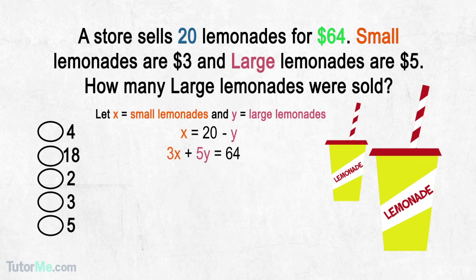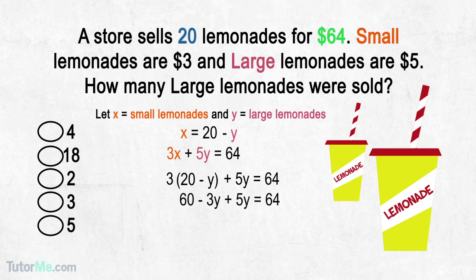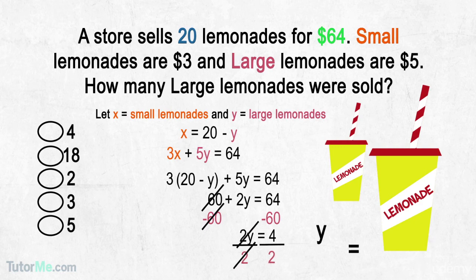Now we'll take the 20 minus y and plug it in for x in the second equation. That gets us 3 times (20 minus y) plus 5y equals 64. Distribute the 3 and we get 60 minus 3y plus 5y equals 64. Combine the like terms and you have 60 plus 2y equals 64. Subtract 60 from each side to get 2y equals 4. Divide both sides by 2 and we have our answer, y equals 2.